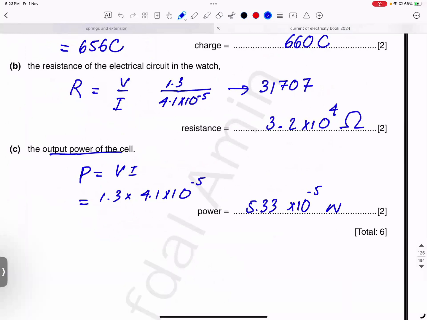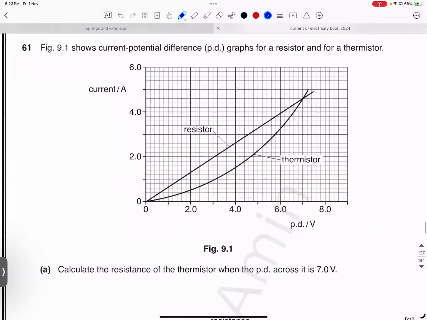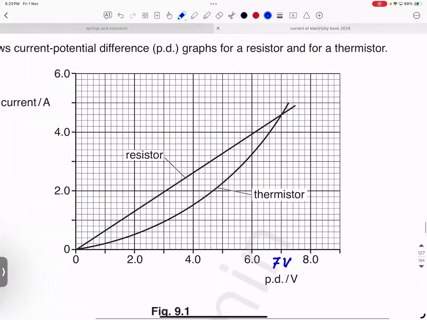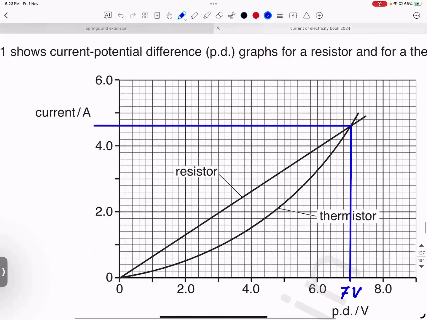Open the next question. Figure 9.1 shows the current potential difference graphs for a resistor and a thermistor. Calculate the resistance of thermistor when the potential difference across it is 7 volts. Let's look at 7 volts. Here is the 7 volts, right? Go to the graph at 7 volts and tell me current. It is 4.6, right?